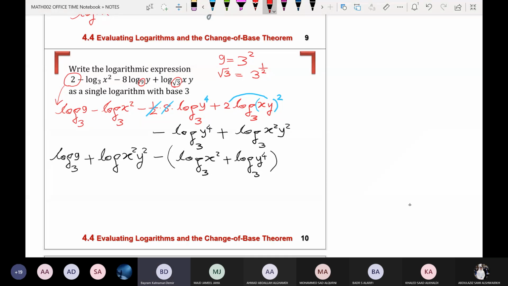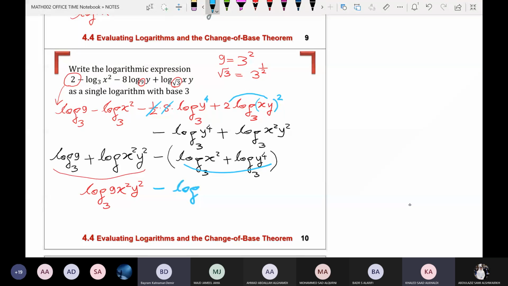Now these two we need to multiply, right? Multiply the arguments. So we have 9 x squared y squared base 3, and the second term we have minus. So we have a logarithm plus logarithm also here, so I need to multiply them also. Logarithm of x squared and y to the power 4. Yes.